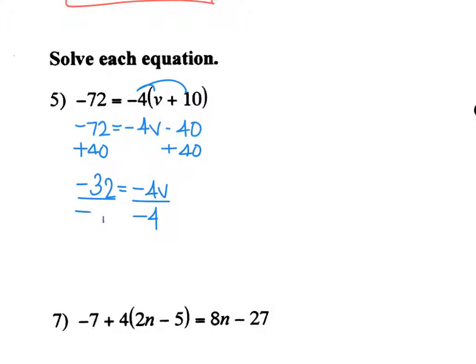Almost always our last step is going to be division because we're trying to undo the multiplication that's happening right here. So when I do that, I'm going to get v equals positive 8. Remember, negative divided by negative is positive.